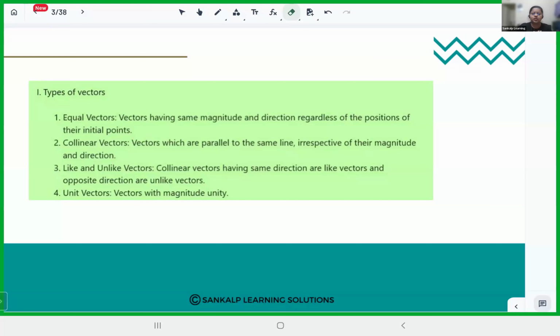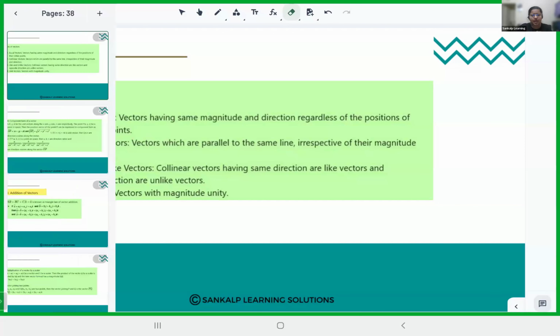First of all, we need to know the concept of equal vectors. When can you say that two vectors are equal? When both the vectors have the same magnitude and same direction. The magnitude as well as the direction should be equal. Such vectors are known as equal vectors. And what do you mean by collinear vector? When can you say that two vectors are collinear? If they are parallel to each other. Two vectors are said to be collinear if they are parallel to each other. All right, moving on to our next slide.